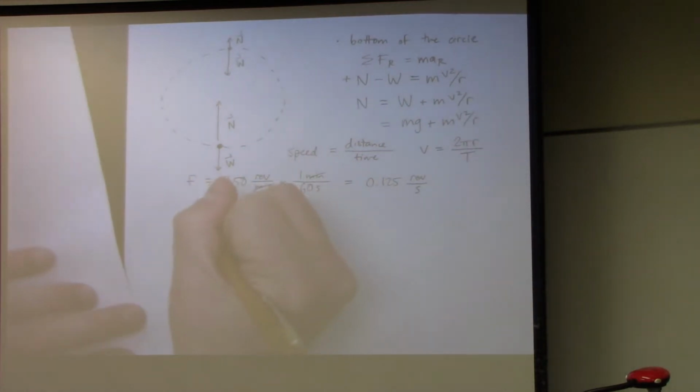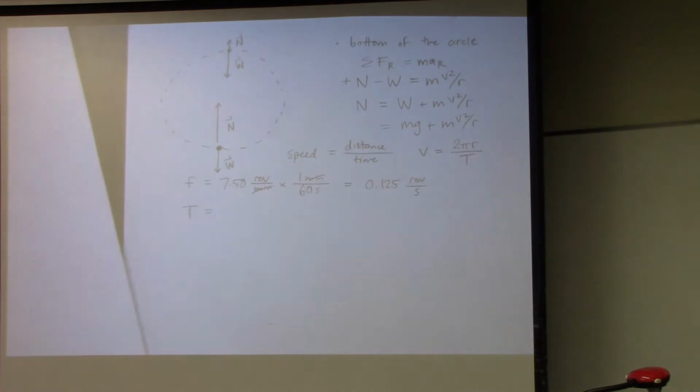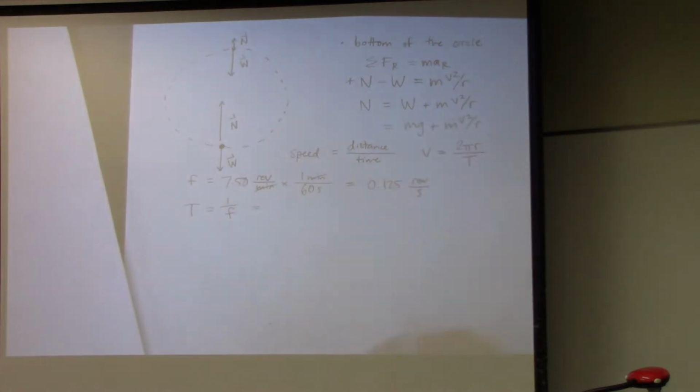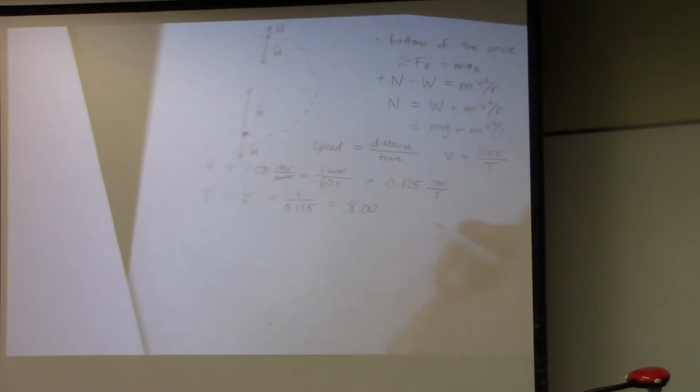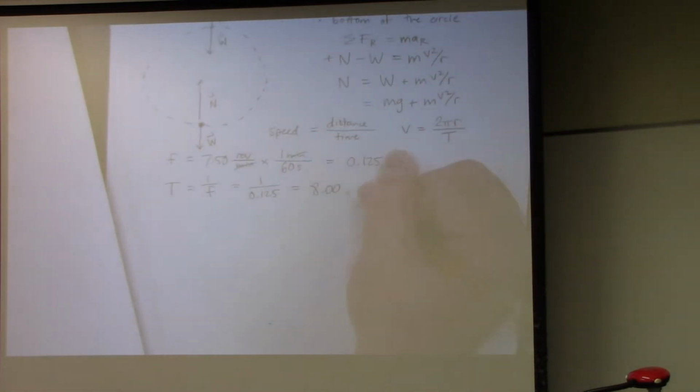Now if we take T, okay, that's the period, that's nothing more than 1 over f. Remember, these are the inverse of each other. So I want us to take 1 divided by 0.125, which is exactly 8, as it turns out, 8.00 with 3 sig figs, and the units will be seconds.